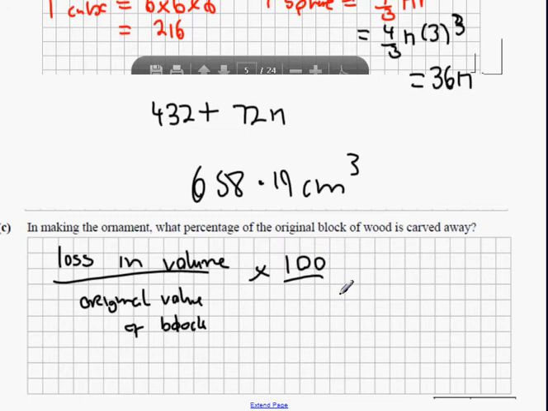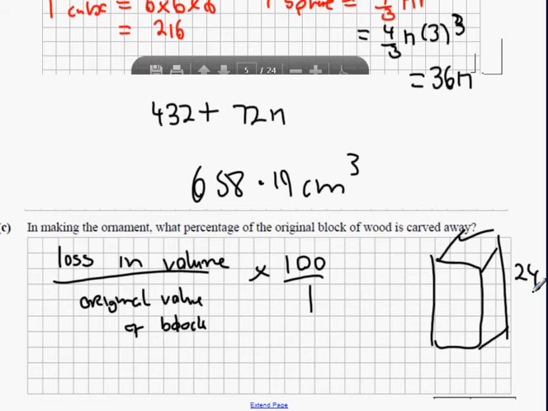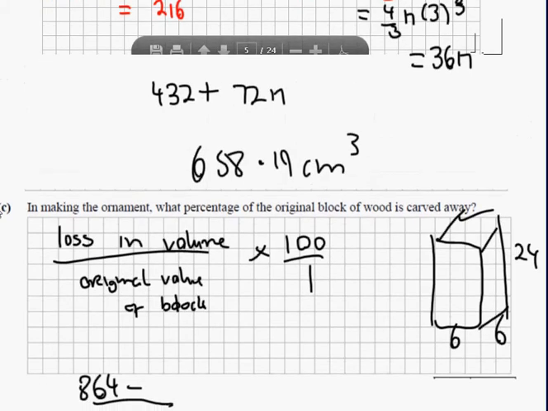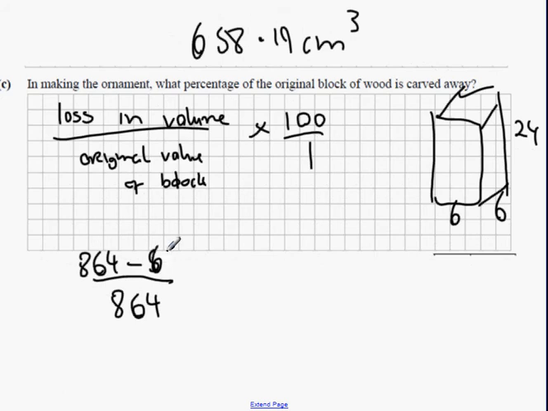Okay, now, first thing you're going to do is your original block. It was 24 in height, wasn't it? So it was 24 in height, and it was 6 on the bottom and 6 to the right. So to get its original volume, you multiply 6 by 6 by 24, and you said you get? 864. Now, loss in volume would imply your 864, which is your original, minus, what's the volume of our ornament? 658.19. And we're going to multiply that by 100.